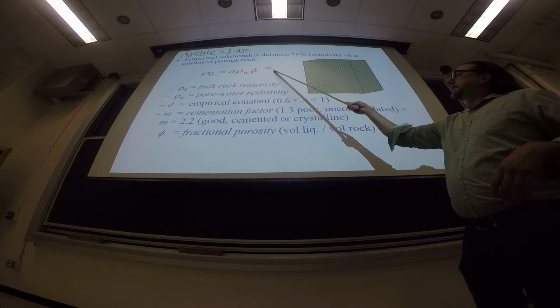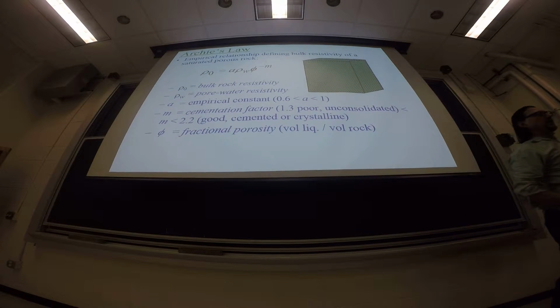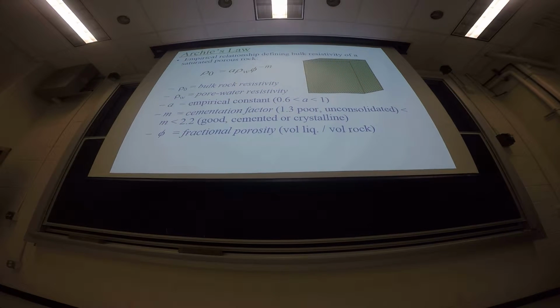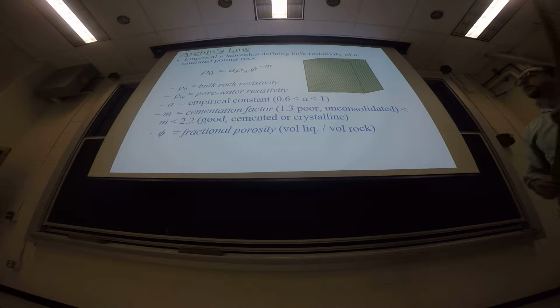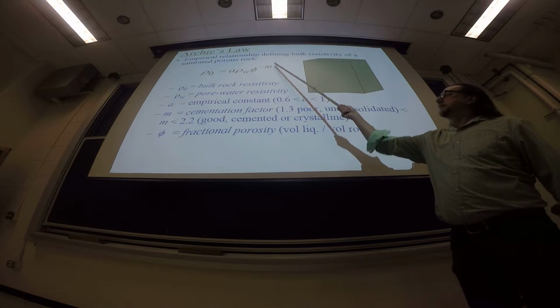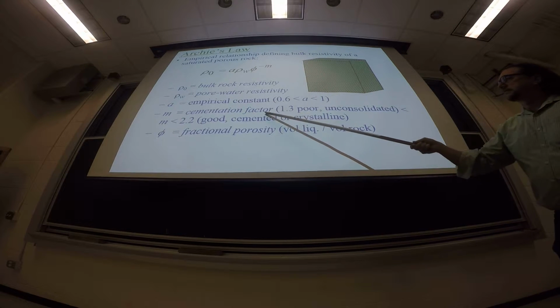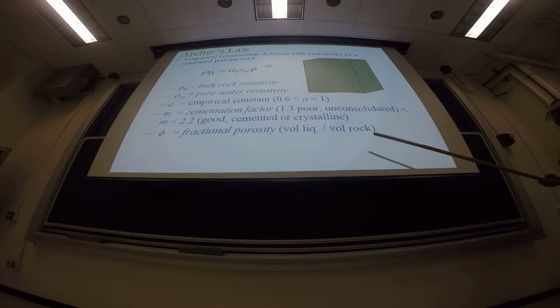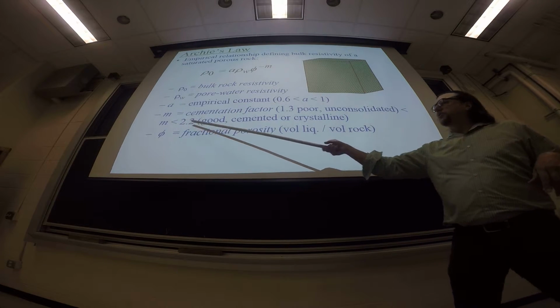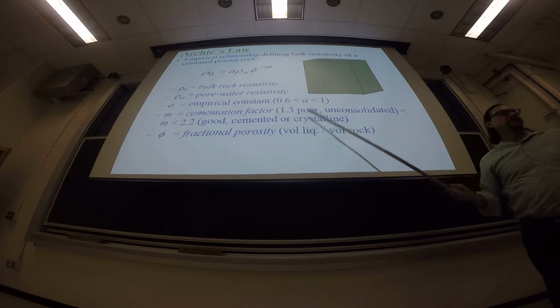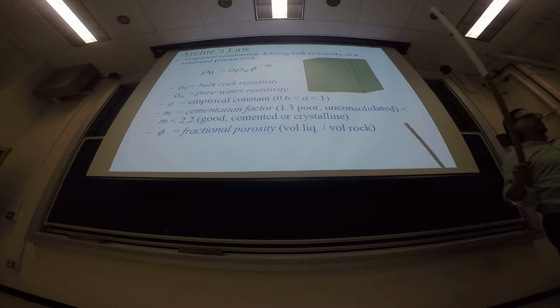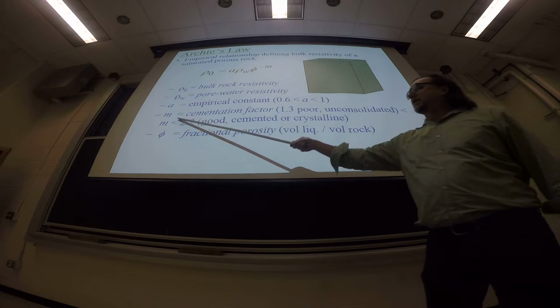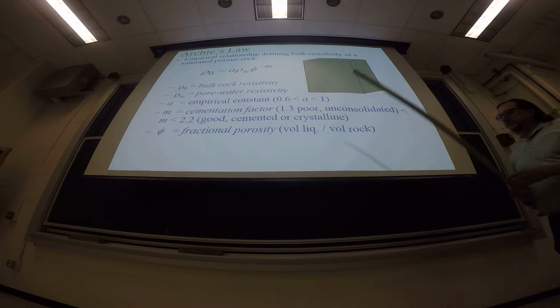In this case, m is called the cementation factor, and it's basically related to how well cemented the rock is. The better cemented the rock is, generally the fewer paths there are for ions to flow in the rock, and so that will increase the resistivity. In general, cementation factors range from 1.3 for poorly cemented, unconsolidated rocks to 2.2, but I've seen values as low as 0.6 in near surface, totally unconsolidated rocks, and as high as 2.5 for really, really well cemented rocks.